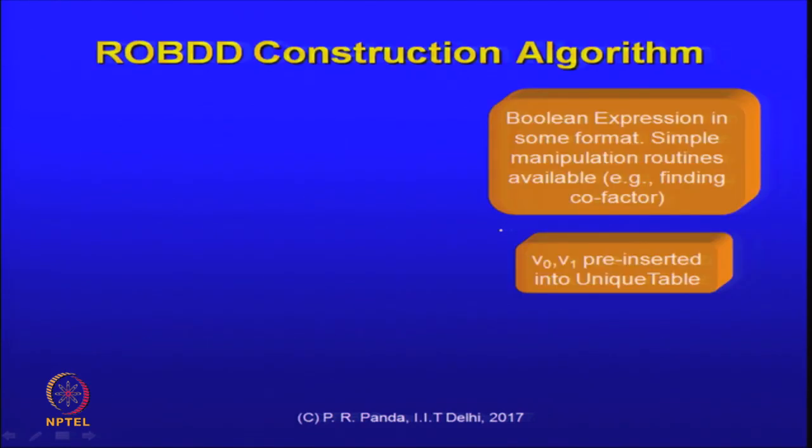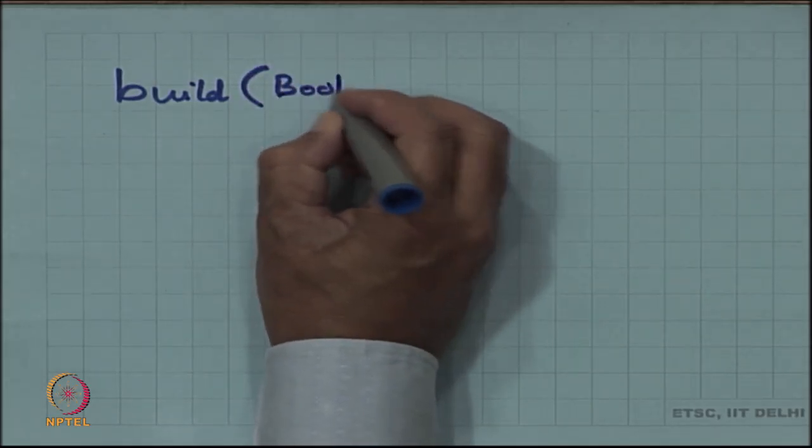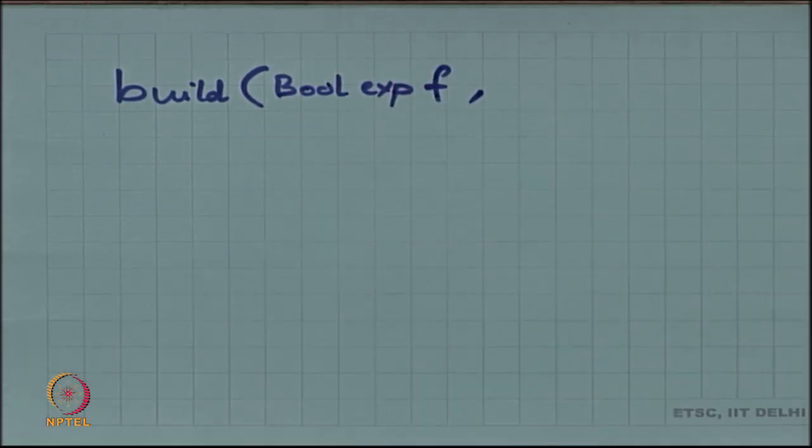So, let us just quickly develop the algorithm itself. The strategy is what we just said. Our input is a Boolean expression that is there in some format. That format let us ignore for now, but it is an algebraic expression. It is able to take a sum of implicants or sum of minterms or whatever it is. So, that Boolean expression is an input. So, if I write an algorithm build, and that function is an input for me, what other input would be there?